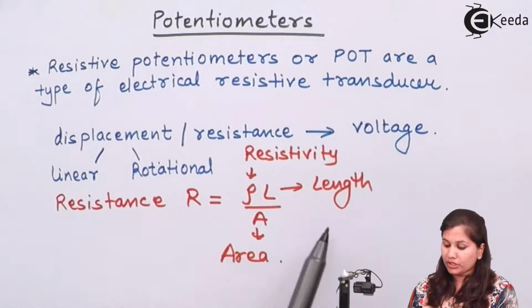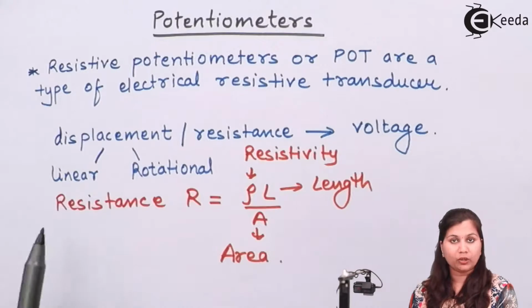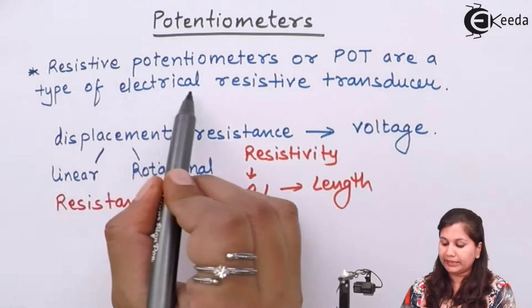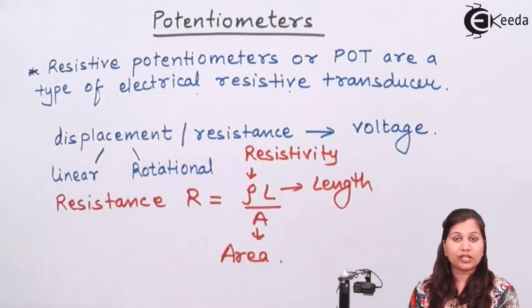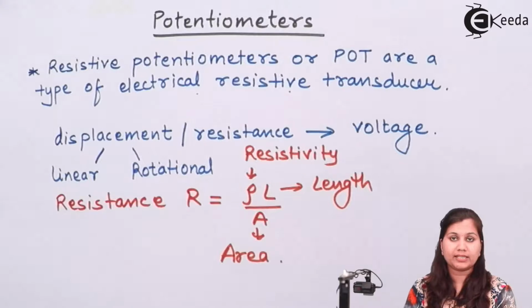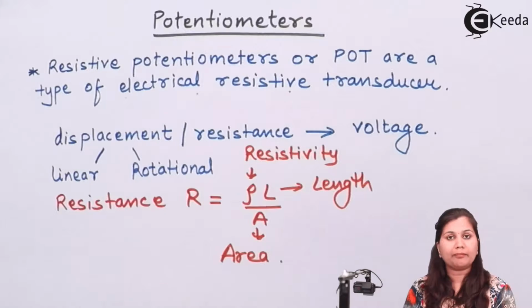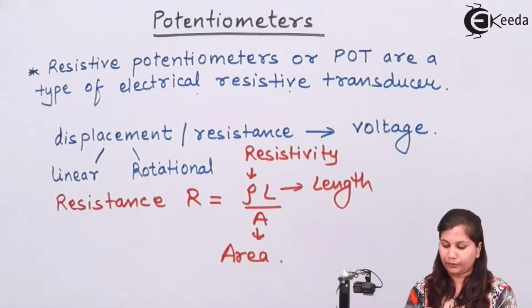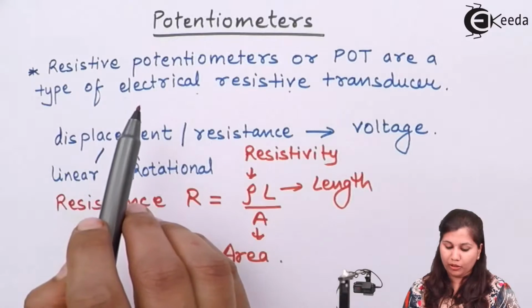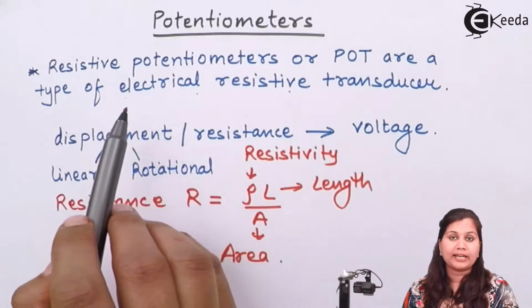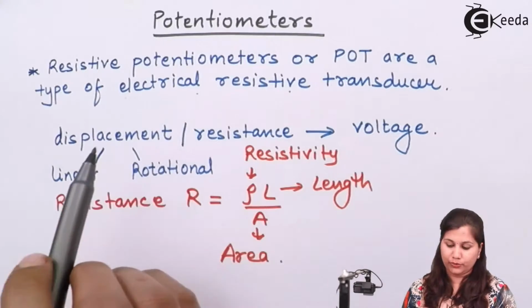So those types of transducers which work on this principle are called electrical resistive transducers, because they measure the changes in the value of the resistance, and with the help of that they measure the electrical quantity and do the conversion. So resistive potentiometers or POT are a type of electrical resistive transducers.